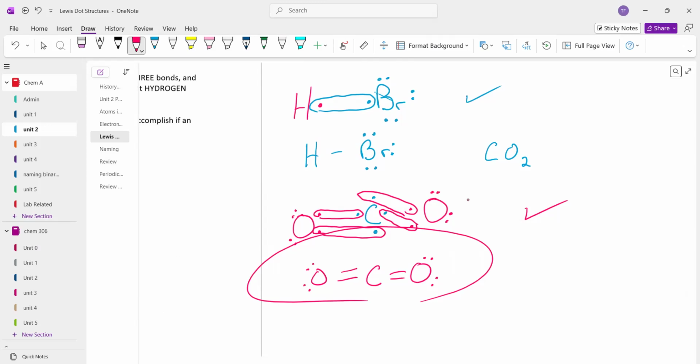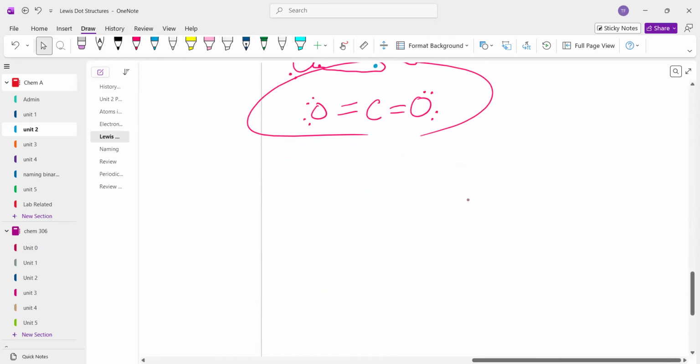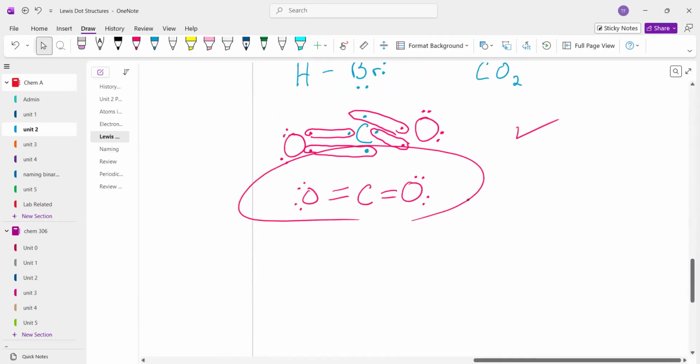Now, the more atoms you have in the formula, the more possibilities exist. What I mean by that is you're going to have multiple structures that are also legal, with the same combination of atoms. Any questions about this carbon dioxide?